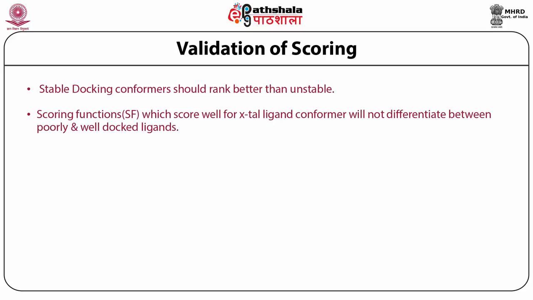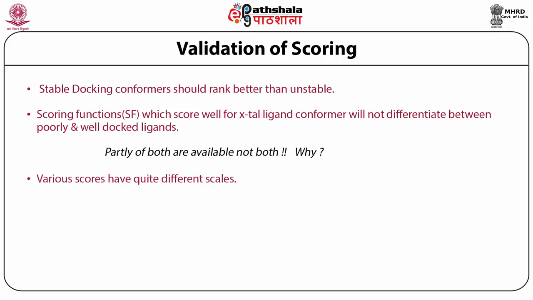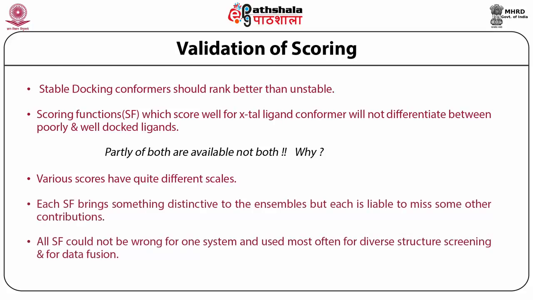Sometimes we have both the crystal structure and the ligand conformer, and sometimes we do not have both. So it might be different, because of this crystal structure ligand conformer to differentiate between the poorly and the well-docked ligand. However, one has to remember that the same compound can bind to the same active site in only one single pose. However, when we are docking compounds of different kinds, diverse chemicals, poses can vary very much. Hence, reproducing the crystal structure pose and trying to keep that is not the correct solution. However, each of these scoring functions brings something distinctive, and ensembles of these are better to look at.